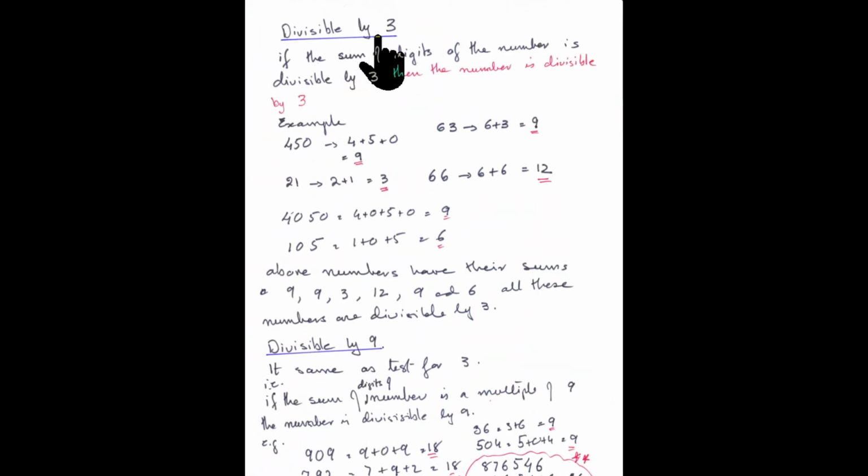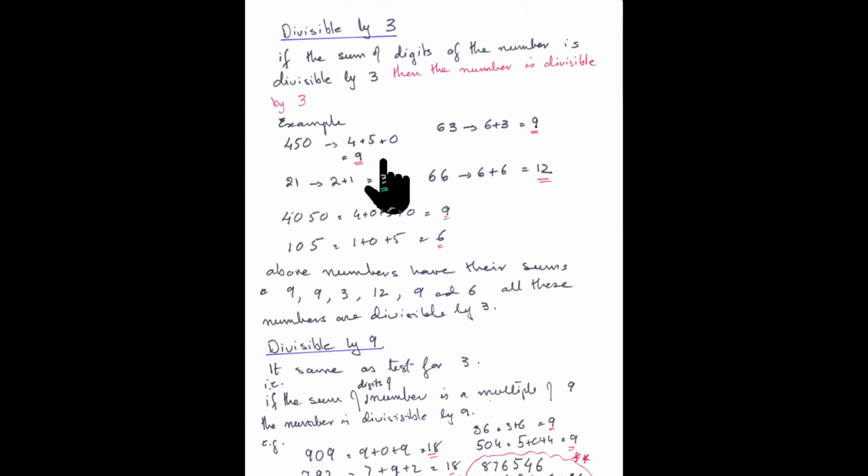Now divisibility by 3. If the sum of digits of the number is divisible by 3, then the number is divisible by 3. For example, 450. Now the digits in this example are 4 plus 5 plus 0, which equals 9. So we know that 9 can be divided by 3. That's why this number can be divided by 3.